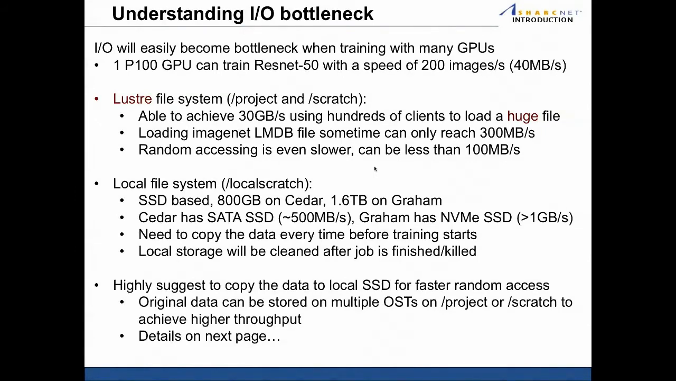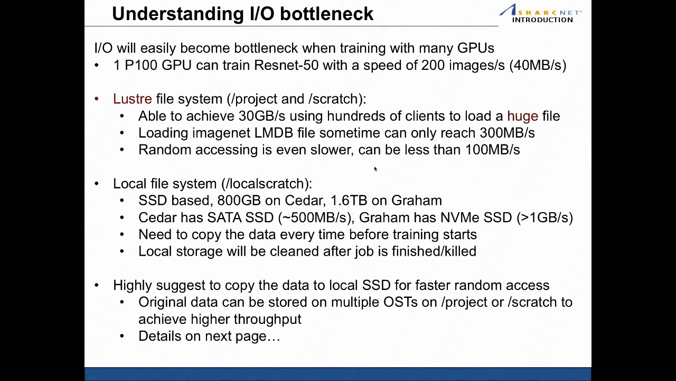And if you have, for example, the ImageNet LMDB file that is 240 gigabytes, and if you load that data, you sometimes only achieve 300 megabytes per second. 300 megabytes per second means that it will be a bottleneck if you use 8 GPUs. And that's for the continuous access.